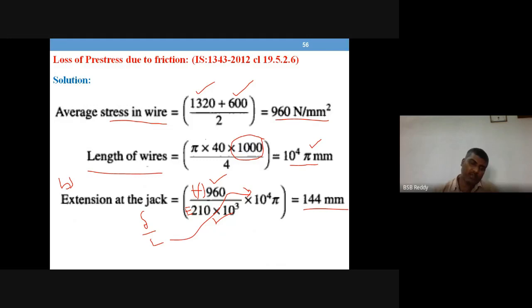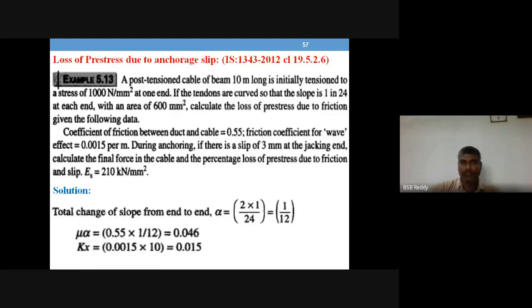To substitute in this formula, F by E into L, for finding the delta value. F is changing from one location to the other: the stress at this point is 1320 and the stress at this point is 600. Which value do you take to substitute here? Because the stress will be changing at every point because of friction loss, you take the average. Okay, going to the next example.